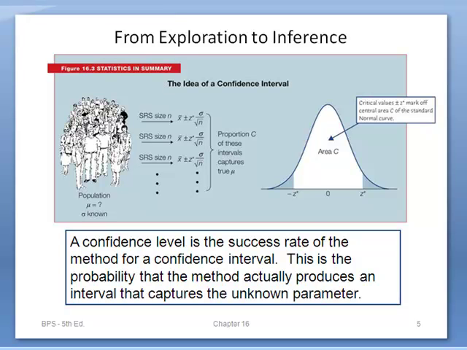So we would say that, again, if I did 100 confidence intervals of samples, let's say samples of size 15, I did 100 confidence intervals, approximately 90% of those would contain the true mean if I was doing a 90% confidence interval.